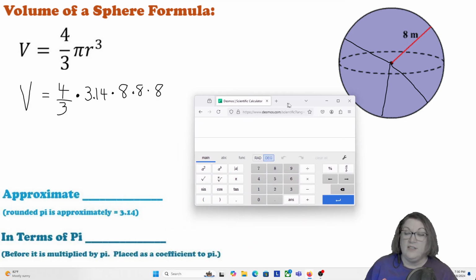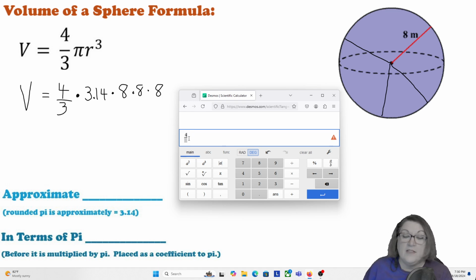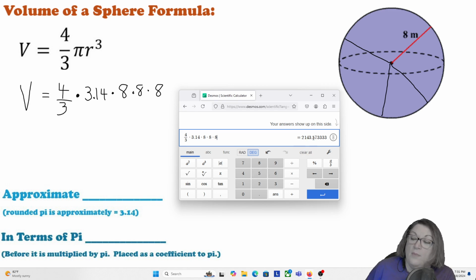Okay, let's check this out on Desmos. If we're using our Desmos calculator, we're going to input the 4/3 first. So let's put our fraction button, which is this button here. We put the 4 on the top as our numerator, the 3 is our denominator. Then we click next to it to get our cursor in the right spot. And then we hit the multiply button and then 3.14 for pi. Then we hit the multiply button again, 8, and then times 8 again, and then times 8 again. And all of that gives us 2,143.57.